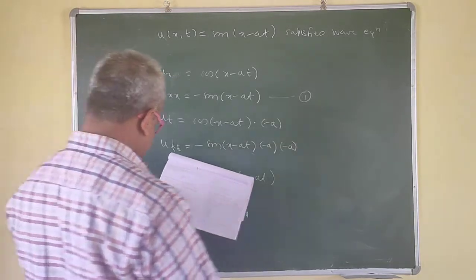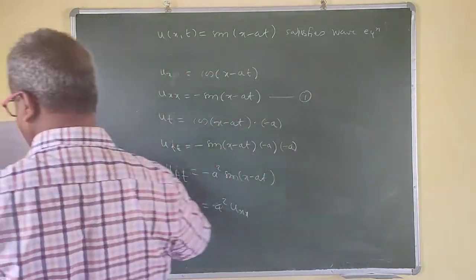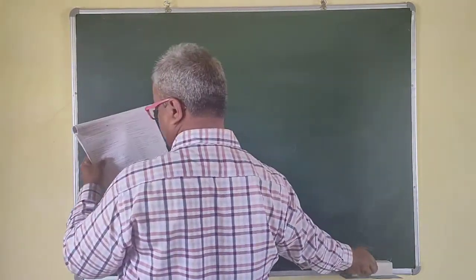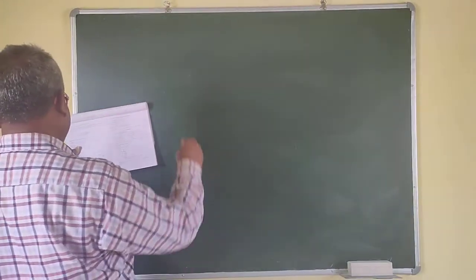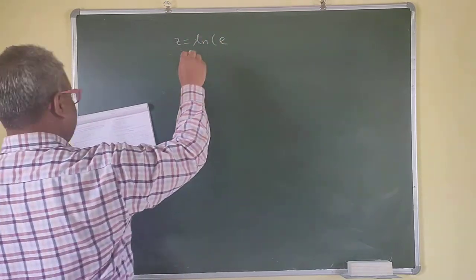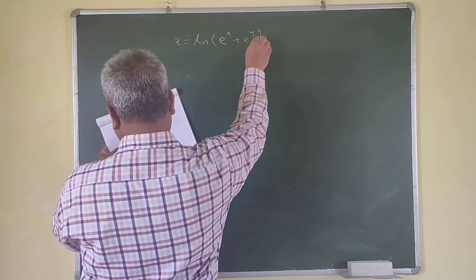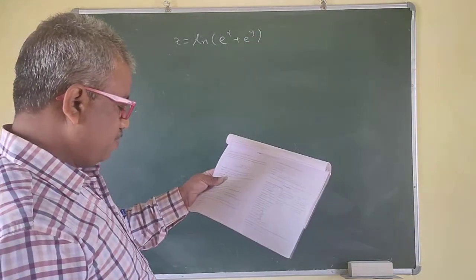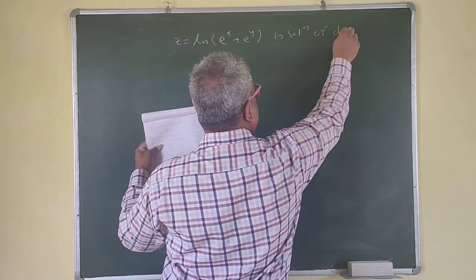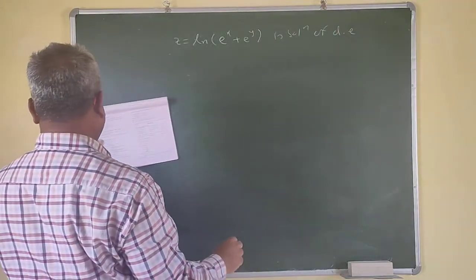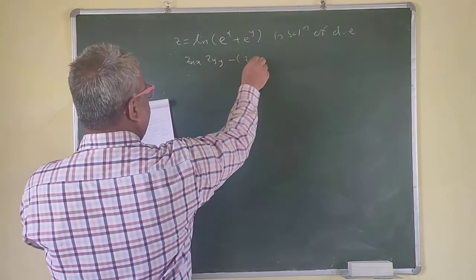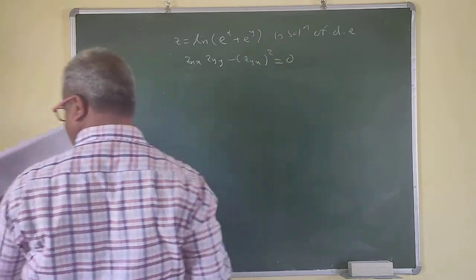Verify that. We take the next problem. Verify that the function z is equal to ln, so ln means log e, of e raised to x plus e raised to y, is a solution of the differential equation z_xx z_yy minus (z_yx) square is equal to 0.